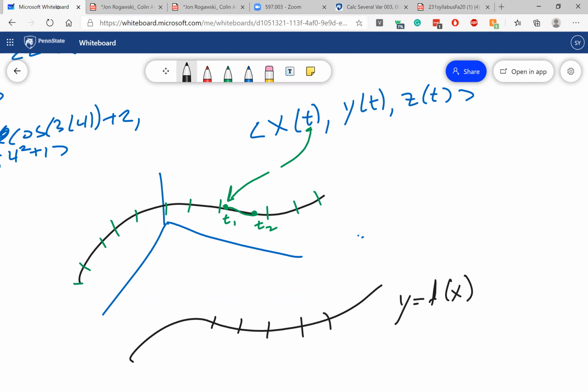If this is not clear, then try to watch some videos or read something about parameterization to get the distinction between what it means to be a parameterization of a curve versus what it means to be a curve. Okay. Any other questions?